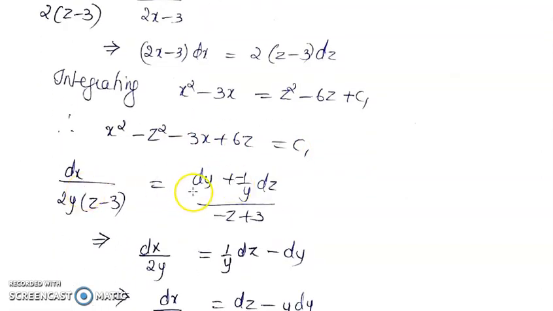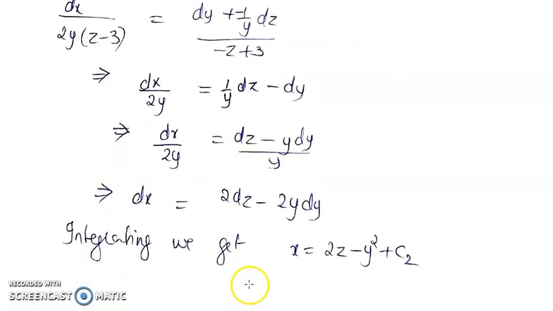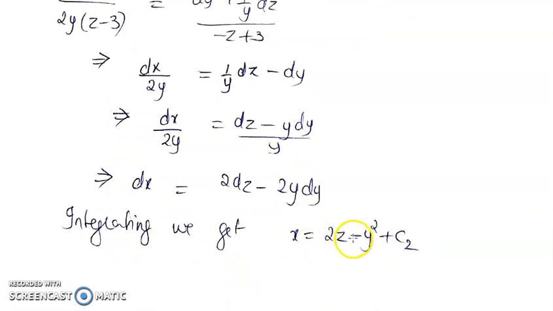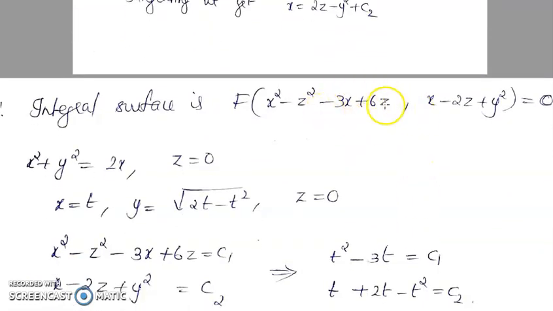For the second solution, I will take the multipliers to be 0, 1 and minus 1 by y and equate it to the first ratio. So we will get the second solution to be x into (2z minus y square) equal to c2. So these are the two solutions.